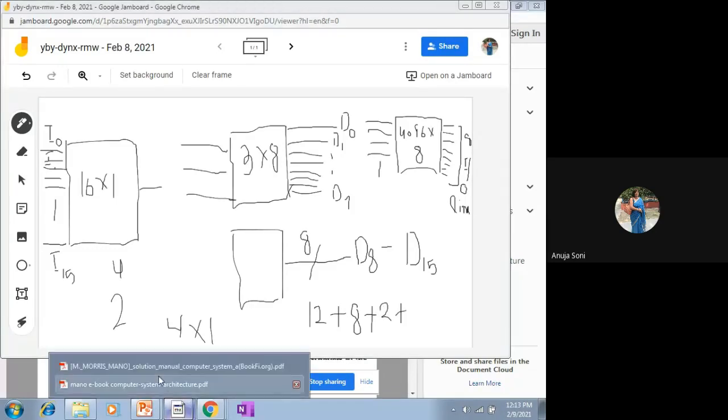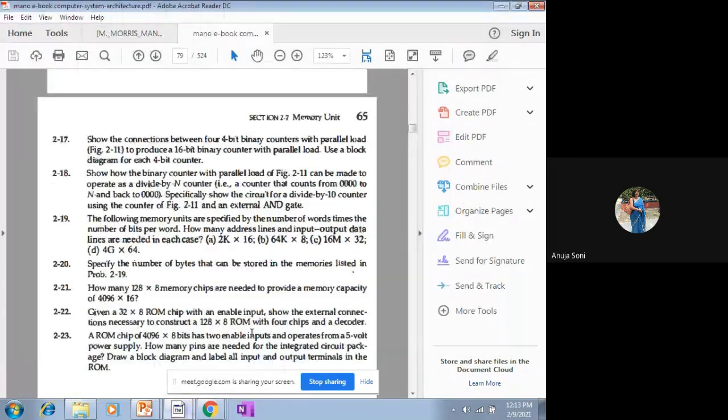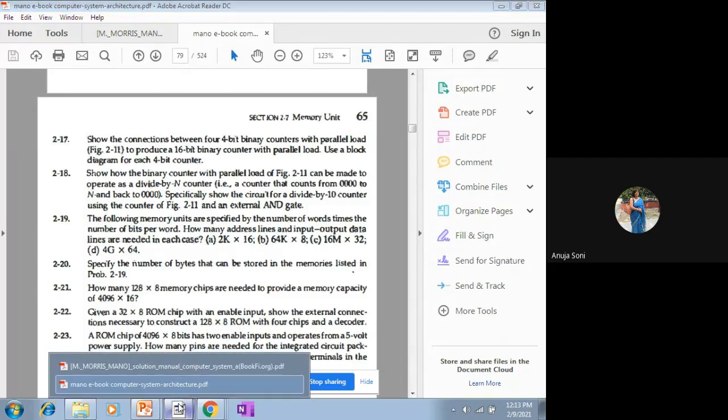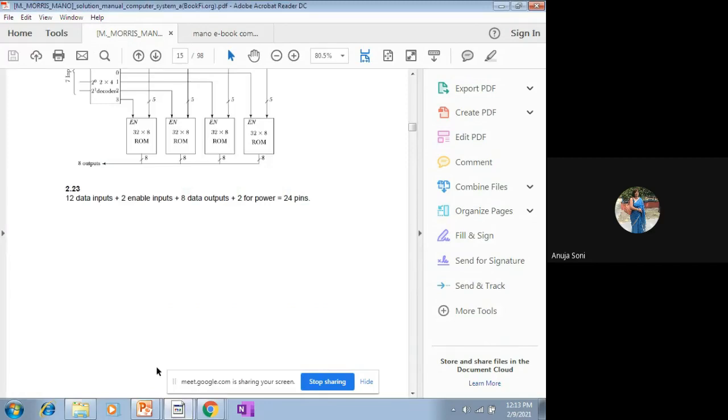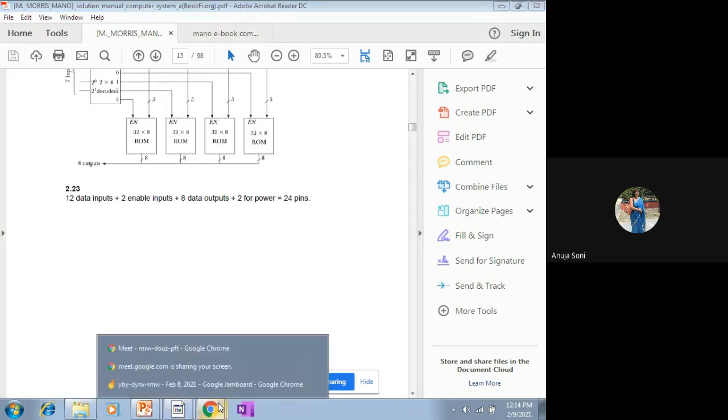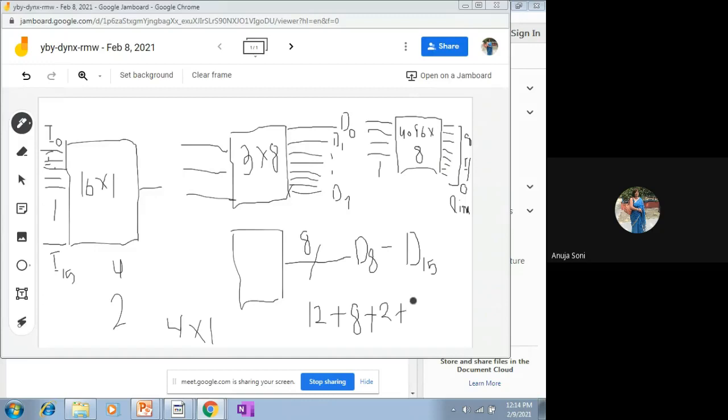And next, what else is given there? To enable, and it operates from a 5-volt power supply. In order to supply the 5 volts, 2 pins are needed. It is written there that 2 pins are needed for supplying your 5 volt power supply, so it is standard. So in total, it comes out to be 24 pins needed in order to construct such a chip.